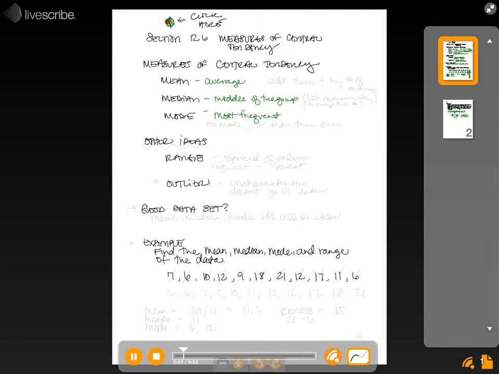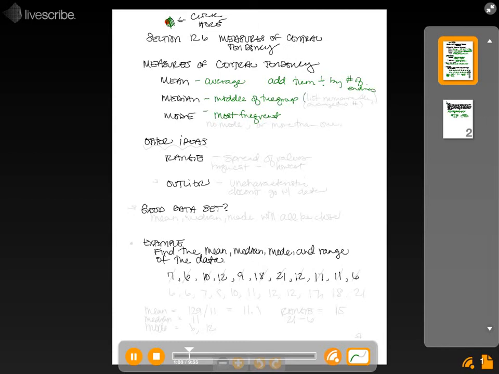Okay, now to find the average, you add everything together and then divide by the number of entries or number of values in your data set. If you have 12 different things you're adding together, you would add all 12 values together and then divide by 12 to get the average.